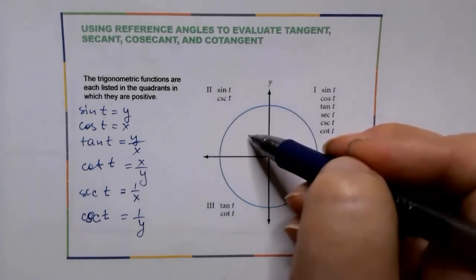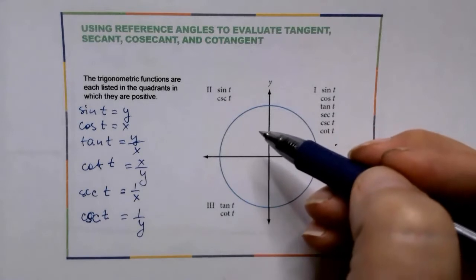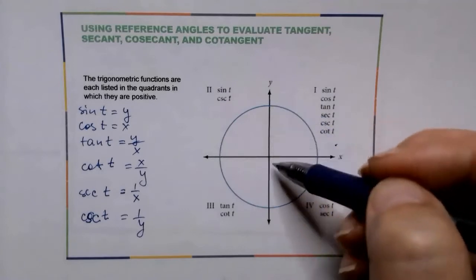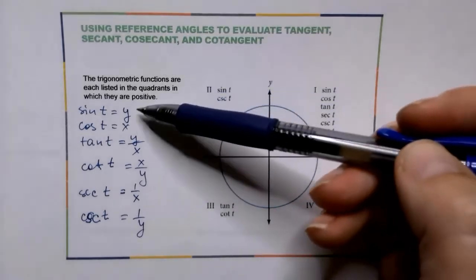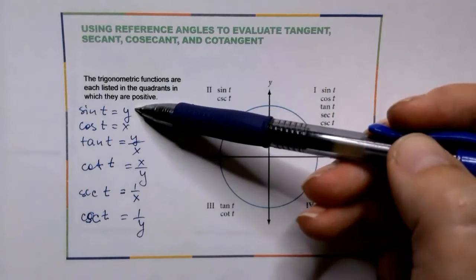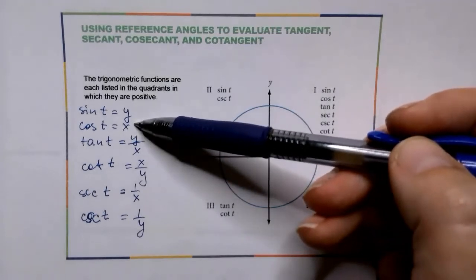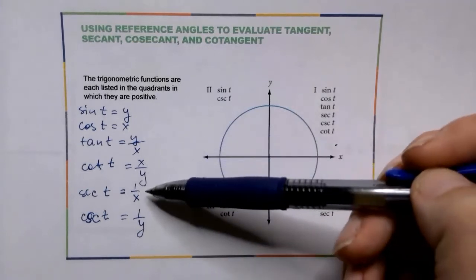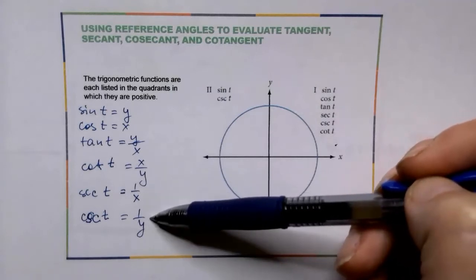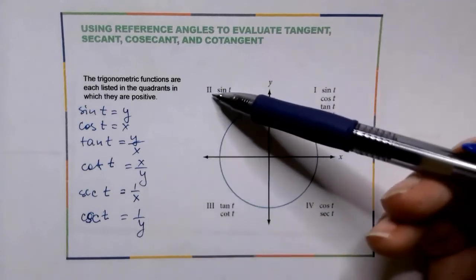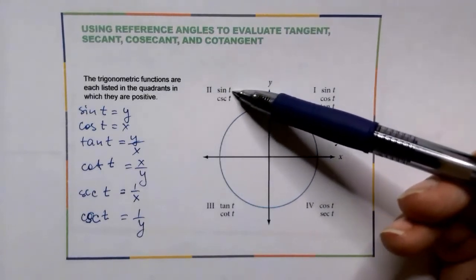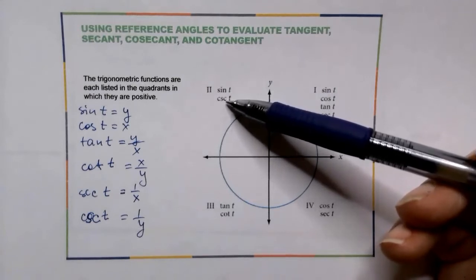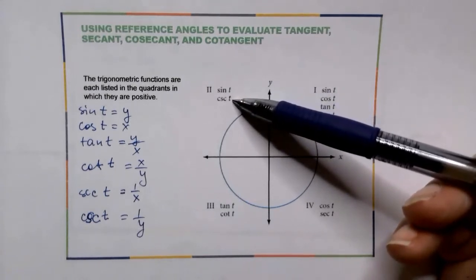Now in the second quadrant, your x is negative and the y is positive. So sine is going to be positive, cosine is going to be negative, tangent is negative, cotangent is negative, secant is negative, but cosecant is positive. So here in the second quadrant, only sine is positive and cosecant is positive.